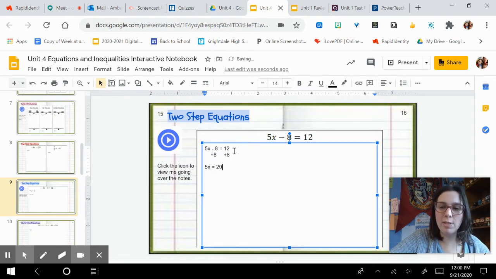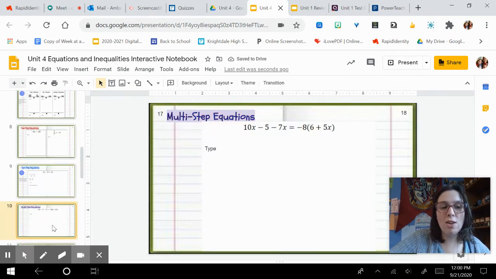Now we have 5x. That was the first thing done, so it's the last thing we do. 5 times x is multiplication, so to undo that, we divide. 5 divided by 5 is 1, so they cancel out and we're left with just x, because you still have the variable, equals 20 divided by 5 is 4. And there you go. If you want to figure out whether your answer matches the equation, you can always plug it in to see if it works. So 5 times 4 minus 8 equals 20 minus 8, which is 12. So it does work. All right, now we're going to look at a multi-step equation.